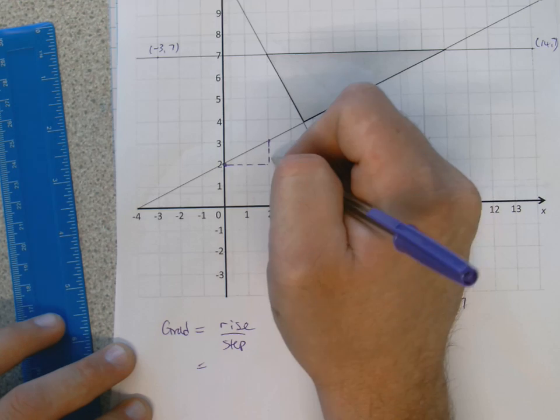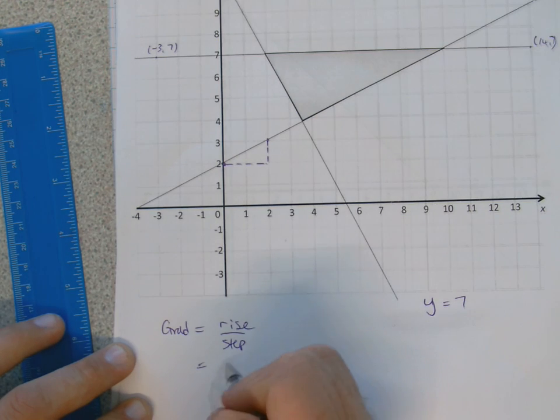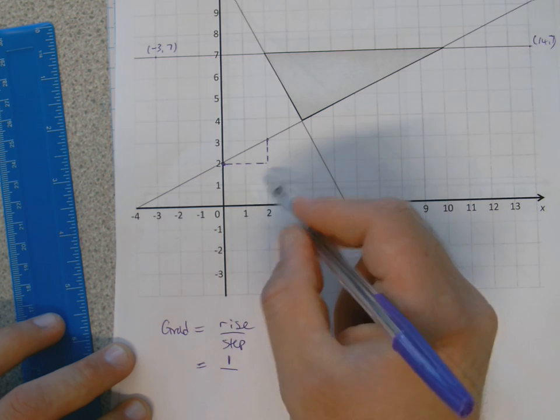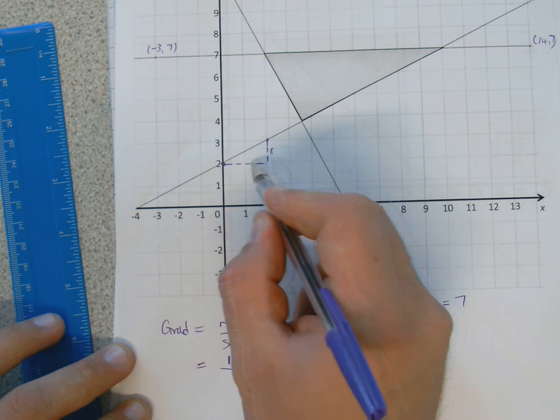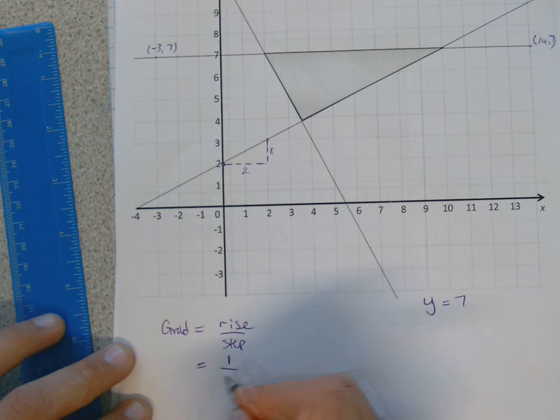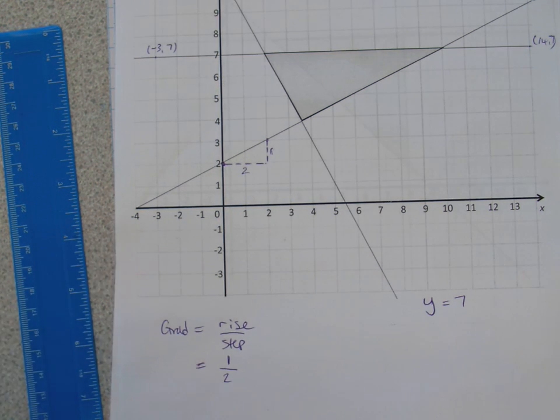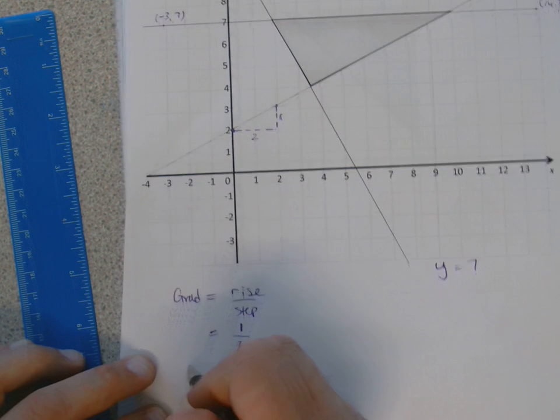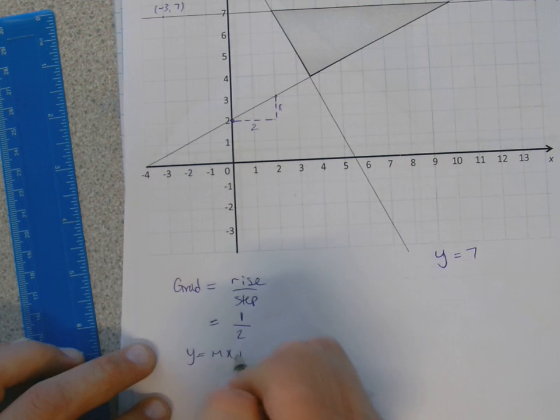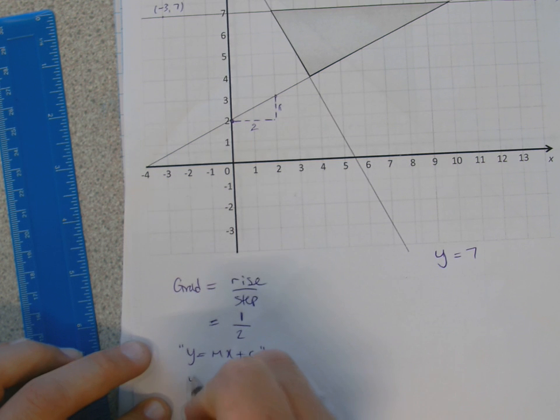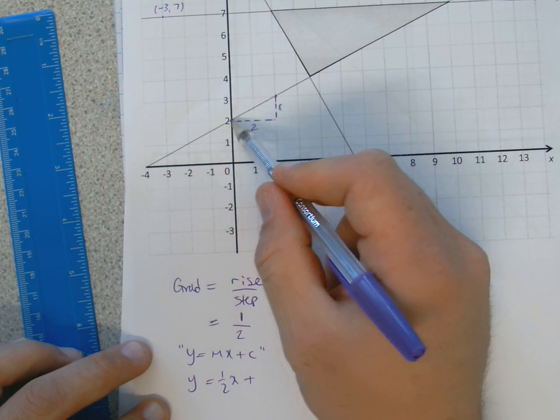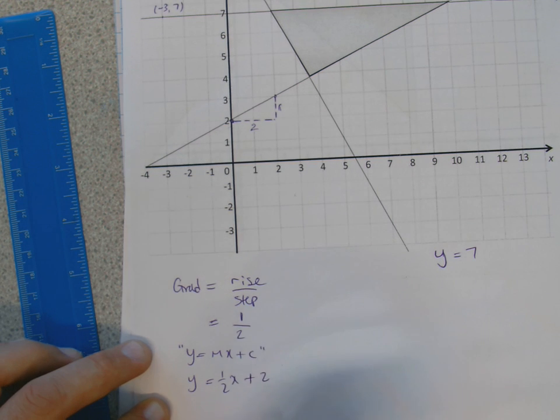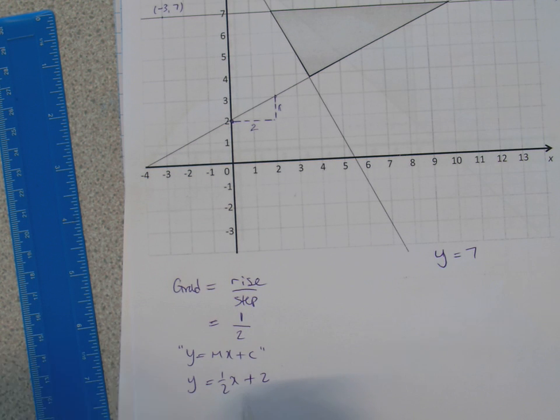So in this case, the rise is 1. You've risen 1, and the step going across is 2, of course. So the gradient will be a half. To get your equation, remember it's of the form y equals mx plus c. You've got y equals, and the gradient is a half x, plus c. Now remember, c is where the line crosses the y-axis, so it crosses at 2 here, so plus 2. You've got your equation, which is great. You can leave it like that; it's not a problem.